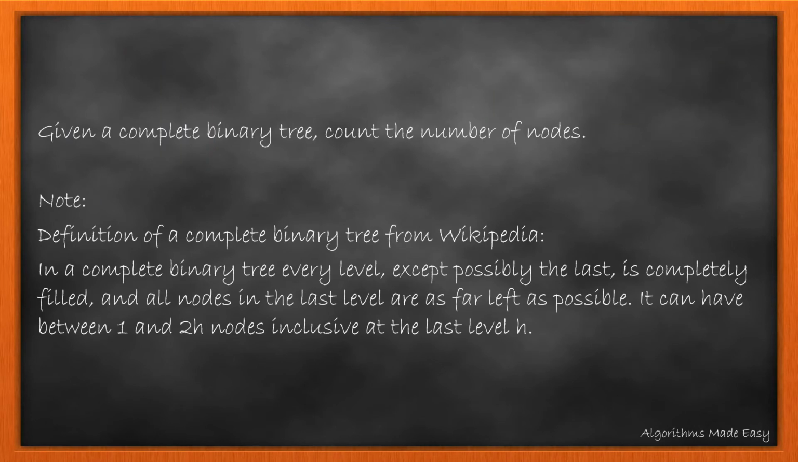Given a complete binary tree, count the number of nodes. In a complete binary tree, every level except possibly the last is completely filled, and all the nodes in the last level are as far left as possible. It can have between 1 to 2^h nodes inclusive at the last level.